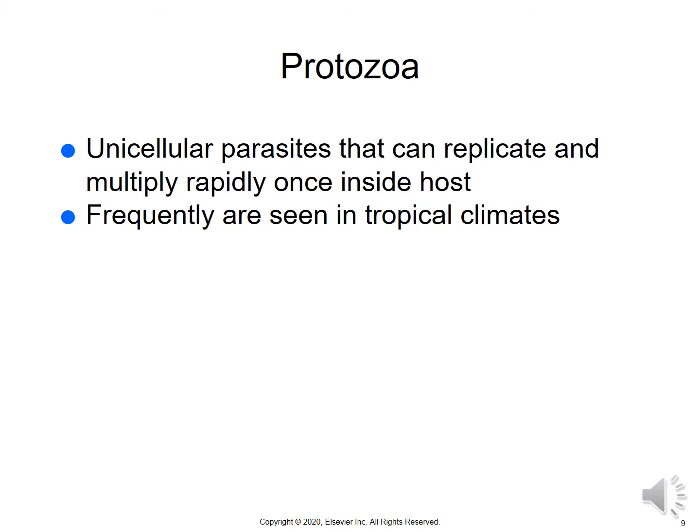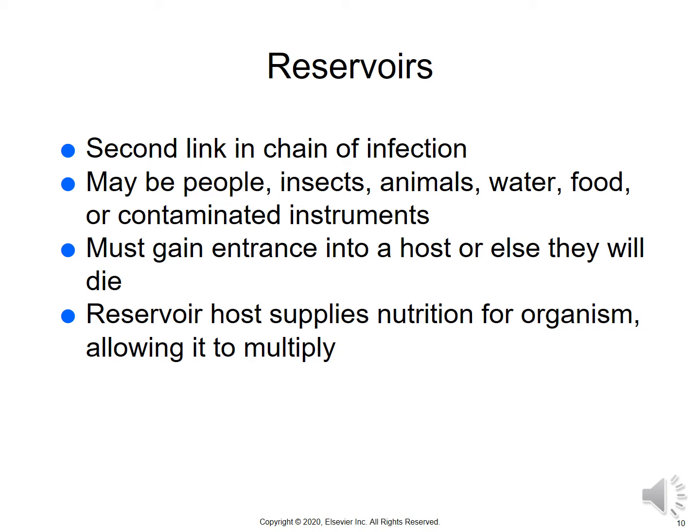Protozoa are unicellular parasites that can replicate and multiply rapidly once inside the host. Examples include giardiasis, which is typically caused by ingestion of water contaminated with feces, and malaria, which is common in Africa and the Mideast. Frequently, these types of infections are seen in tropical climates. Mosquitoes provide great vectors for protozoal diseases as they transmit from one to another.